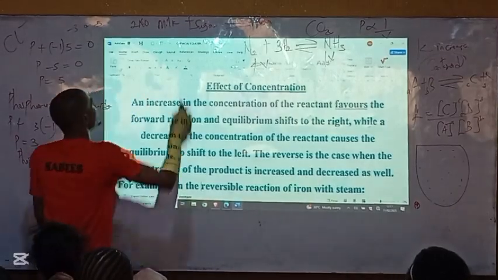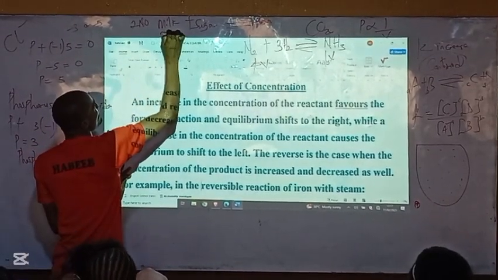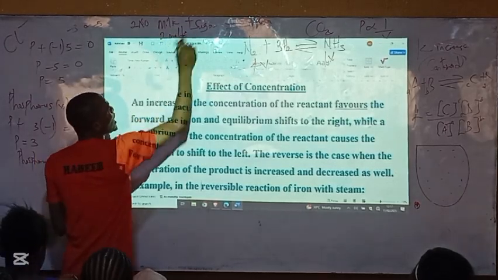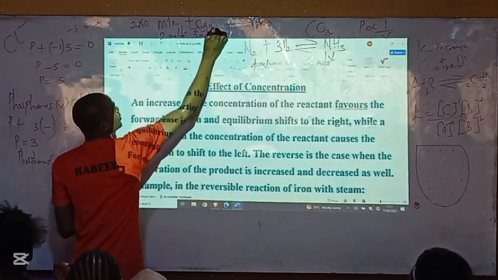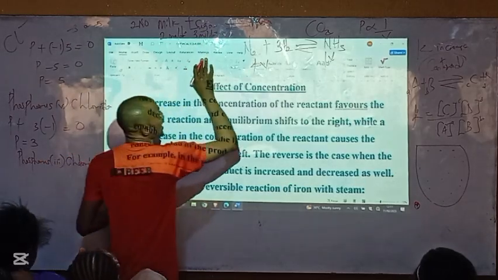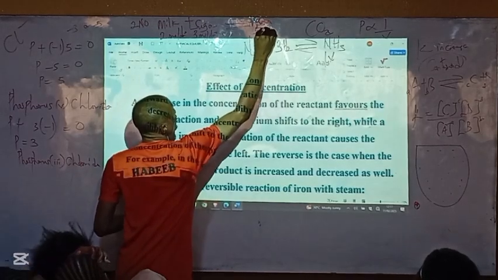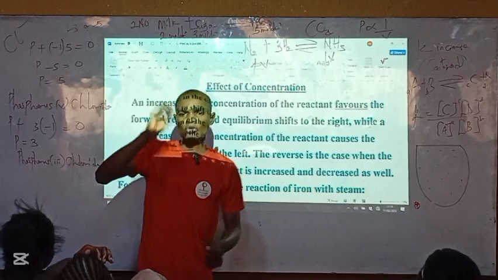Now, look up. If I'm having 2 mole per dm cube of milk, I'm having 3 mole per dm cube of sugar, and I'm having 5 mole per dm cube here. Look up.